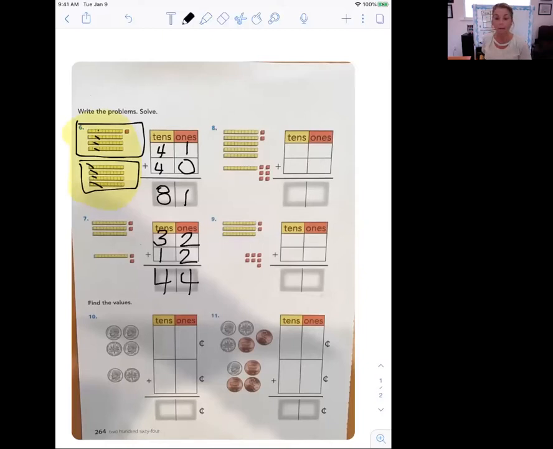Let's move on to number 8. So let's count the first picture of 10s and 1s. So how many 10s are there?